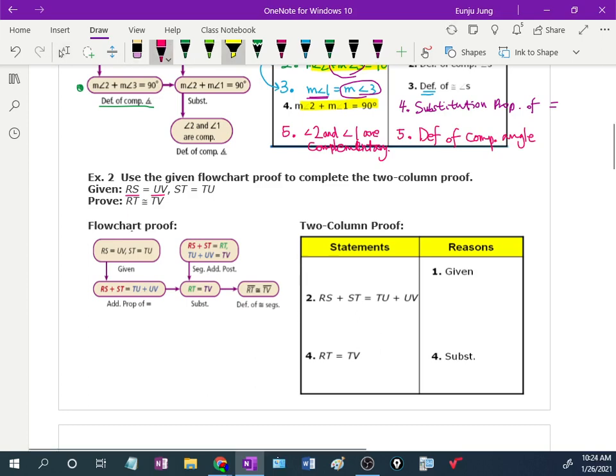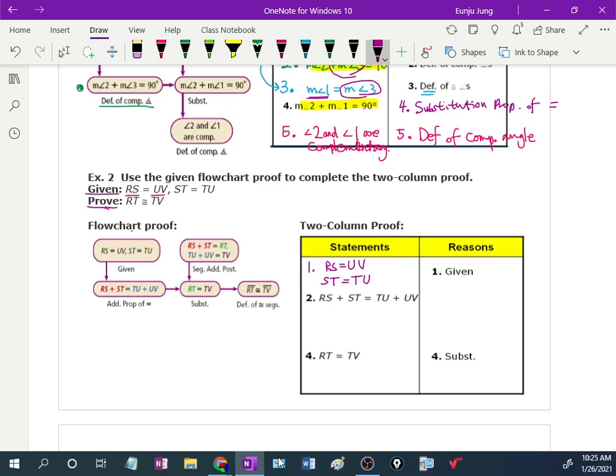Okay, now let's check answers together. Where do we begin? Here and here, right? So let's see. What is the given information? From this part, given is RS equals UV and ST equals TU. Okay? All right, that's given information. Where do we finish this proof?